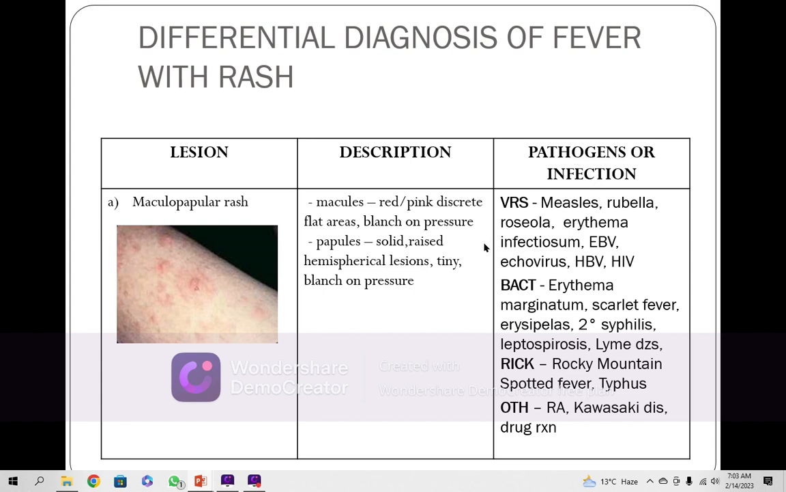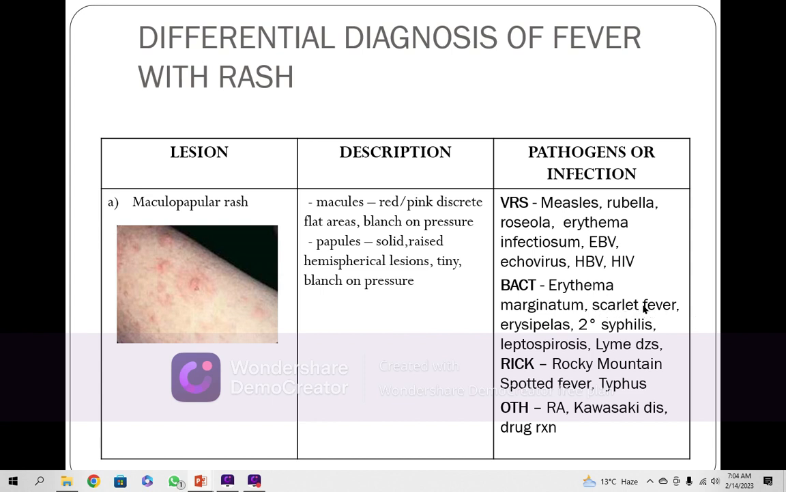Pathogens or infections, probably viral types of diseases, are there in children with skin rashes, and the viruses are measles, rubella, and roseola infantum, erythema infectiosum, fifth disease that is called, and Epstein-Barr virus, infectious mononucleosis, arbovirus, hepatitis B virus, immunodeficiency virus, and the bacteria seen are like erythema marginatum and scarlet fever, the forgotten fever.